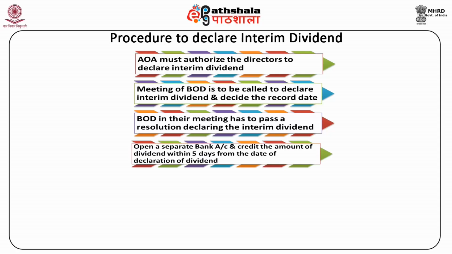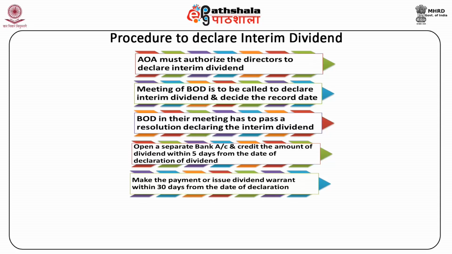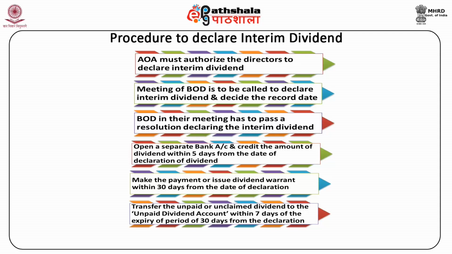open a separate bank account and credit the amount of dividend within 5 days from the date of declaration of dividend. Fifth, make the payment or issue dividend warrant within 30 days from the date of declaration. Sixth, transfer the unpaid or unclaimed dividend to the unpaid dividend account within 7 days of the expiry of period of 30 days from the declaration.